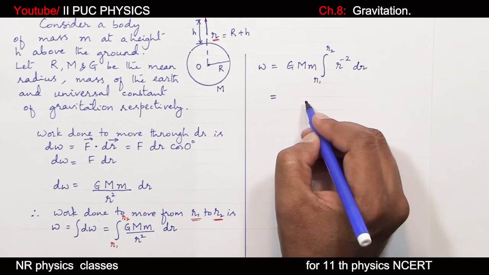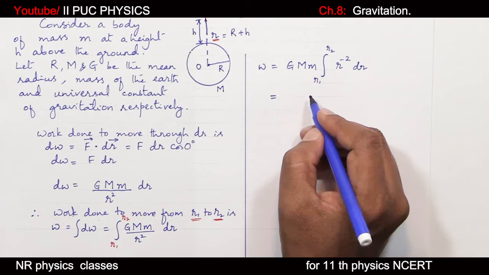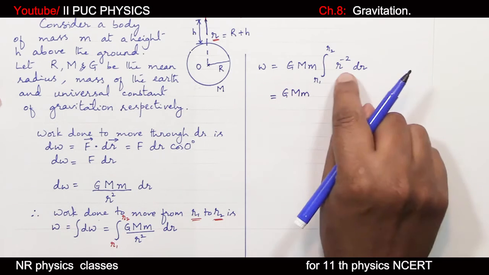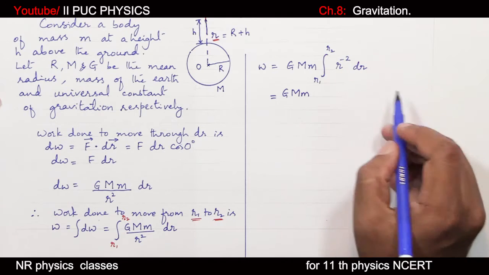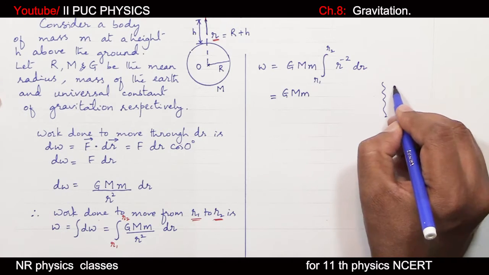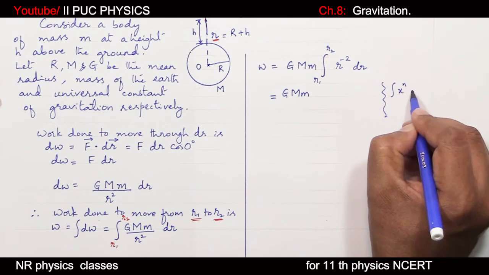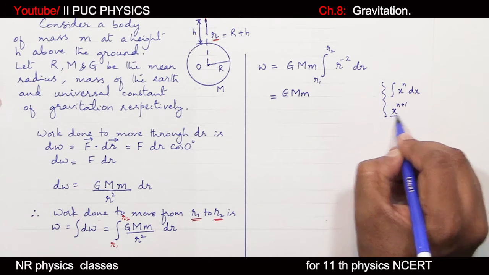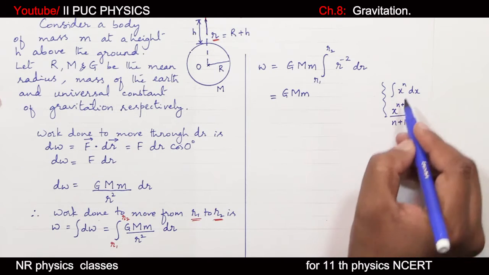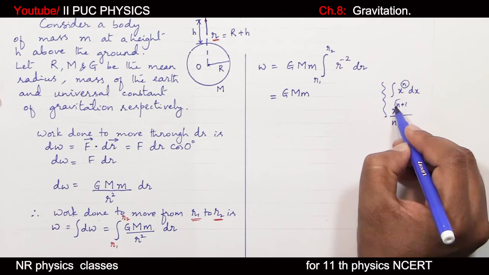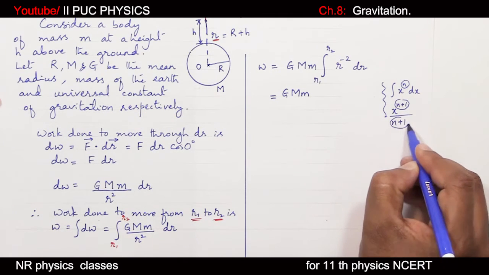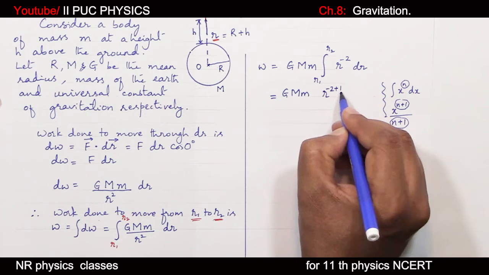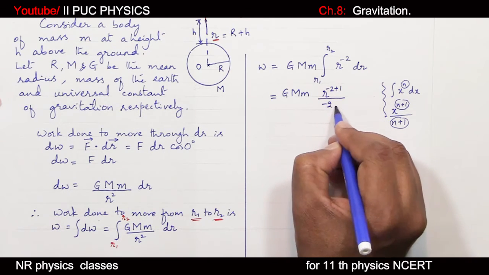equal to GMm, r to the power of minus 2. The integration goes like this: x to the power of n into dx means x to the power of n plus 1 by n plus 1. Increase the exponent by 1. Write the same exponent in the denominator. So this becomes r power minus 2 plus 1 by minus 2 plus 1.